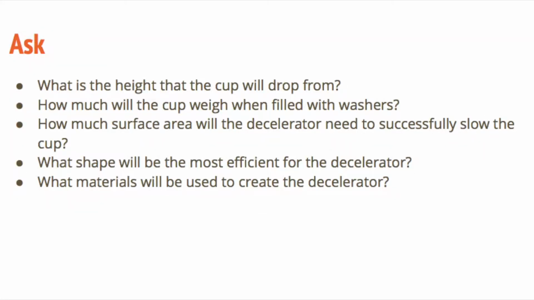The first step that I will be using from the engineering design process is to ask questions. My questions consisted of, what is the height that the cup would drop from? How much will the cup weigh when filled with washers? How much surface area would the decelerator need to successfully slow the cup? What shape will be the most efficient for the decelerator? And what materials will be used to create this decelerator?